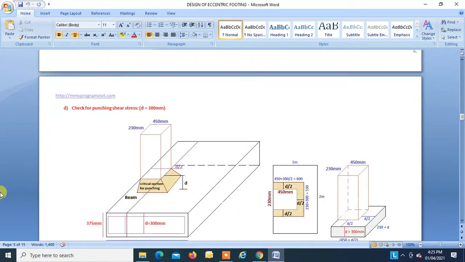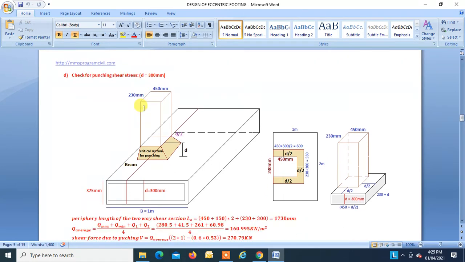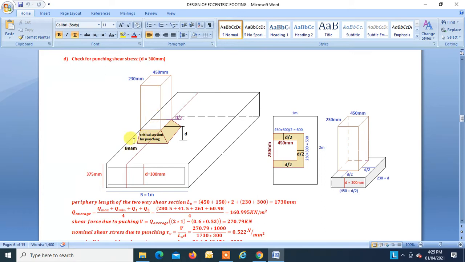Now the next step is the check for the punching shear stress. So D is equal to 300 mm. This is how the column punches the footing, right? This line which you see over here is the plan, and this is the column. We know that the critical section for the punching shear stress is to be taken at a distance d by 2. So we have taken d by 2, this is also d by 2.